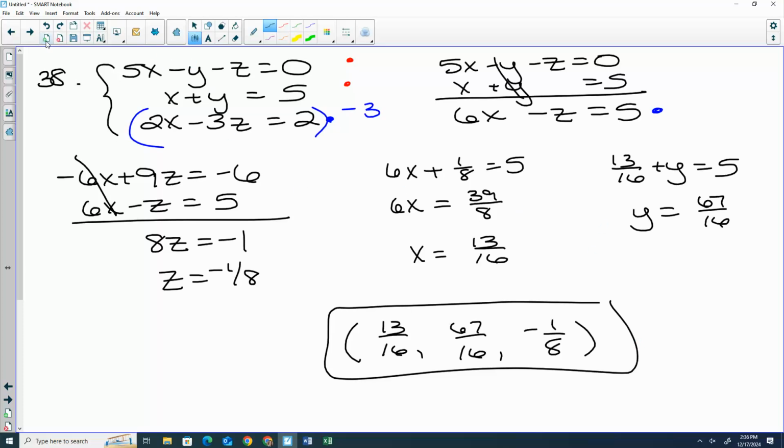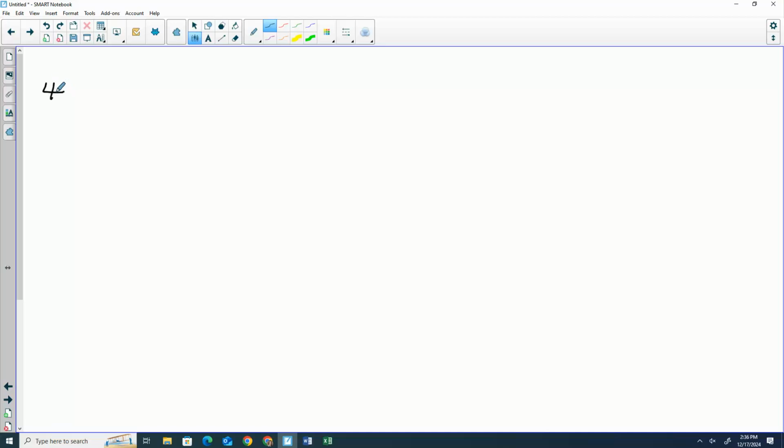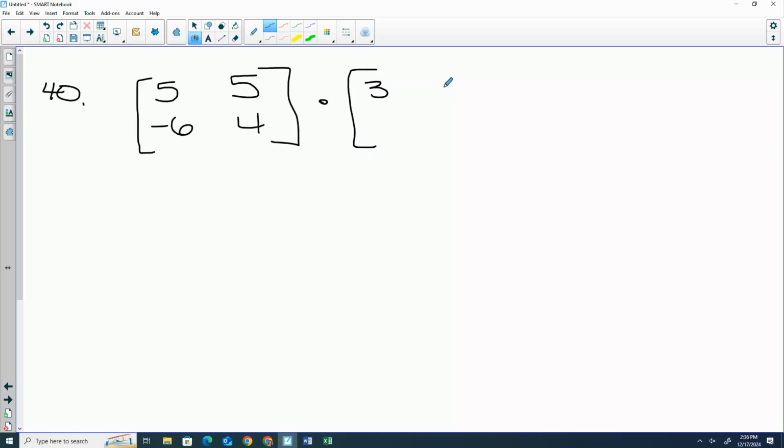Problem number 40. We did not do great on this on the test. Either you knew what you were doing or you didn't. There was really no in between. So let's talk about this. It's really just a matter of remembering what the strategy is, because when we did the homework, everyone did fine.